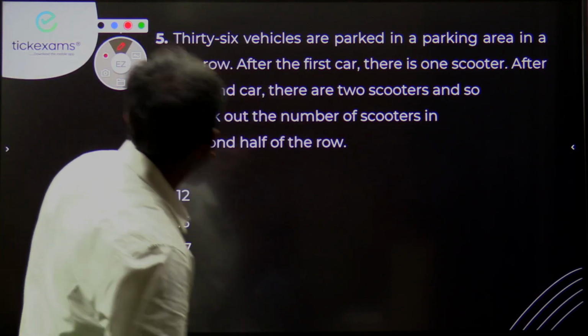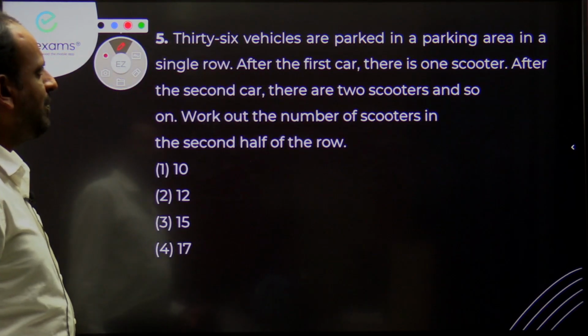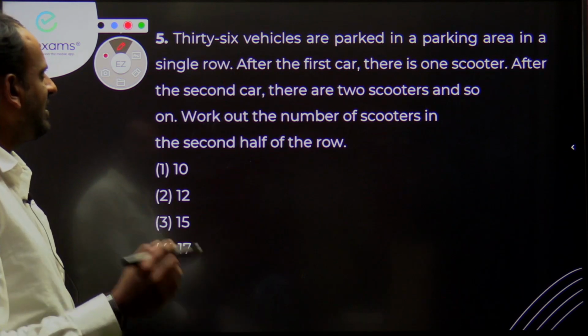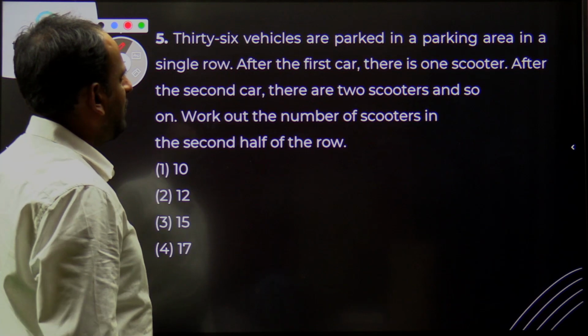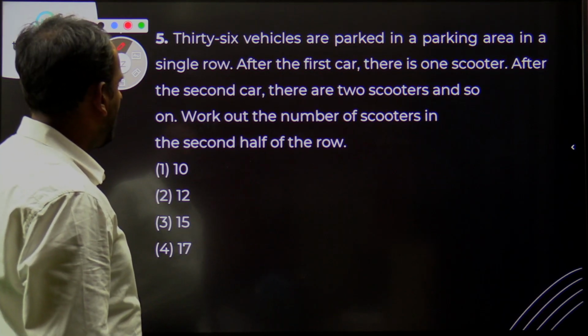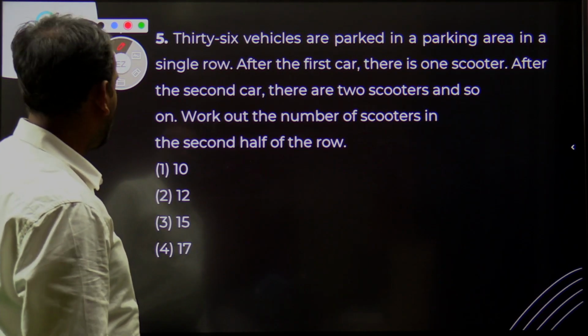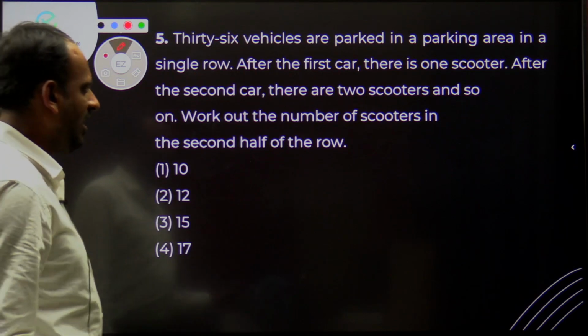36 vehicles are parked in a parking area in a single row. 36 vehicles. After the first car, there is one scooter. After the second car, there are two scooters, and so on. Work out the number of scooters in the second half of the row.